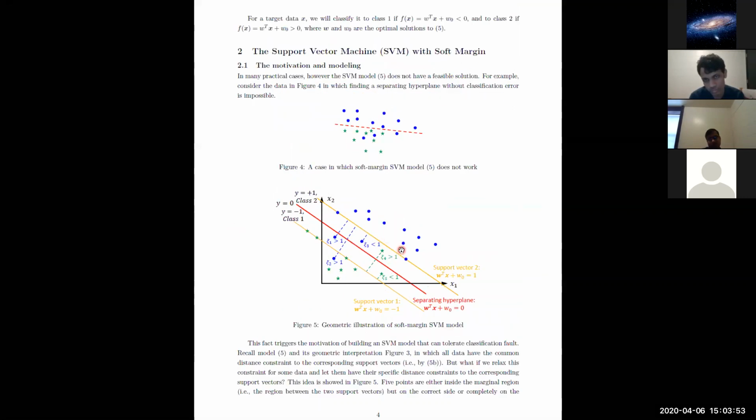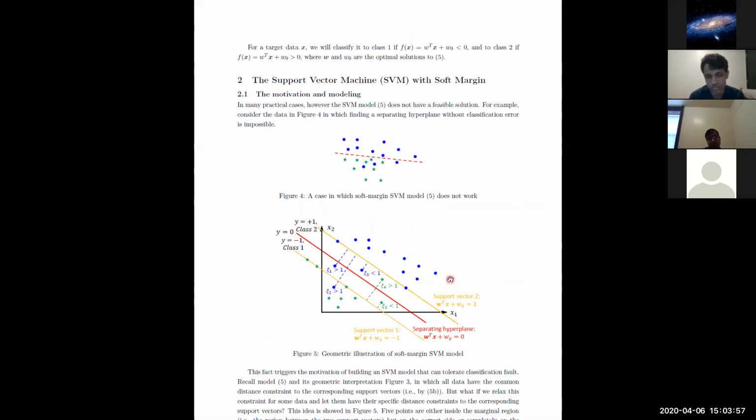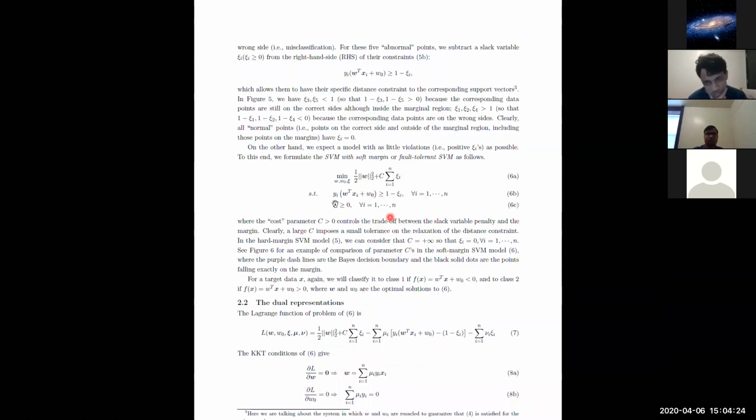If this is the case, then no matter how you choose your separating hyperplane and the corresponding support vector machine, you will have some misclassified points or some points which are inside the margin. Margin means the area between the two support vectors. Again, here we're talking about two classes. So the soft margin SVM gets the idea this way.